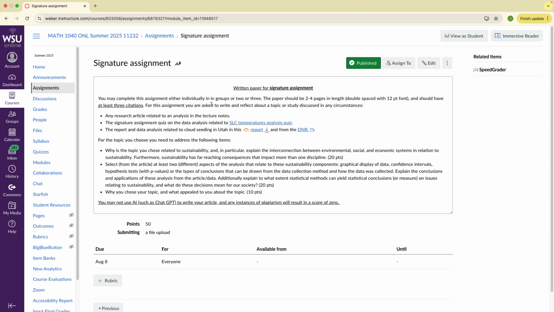My suggestion is to discuss any research article related to analysis in the lecture notes, to discuss the signature assignment quiz, so you can just discuss specific components to this data analysis quiz, or you can do one on cloud seeding from the DNR in the state of Utah, and you'll learn what cloud seeding is. Like I said, you are welcome to do a paper on other topics as it relates to sustainability, as this isn't a sustainable course.